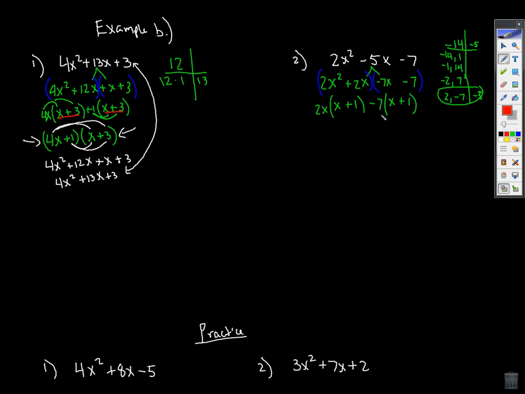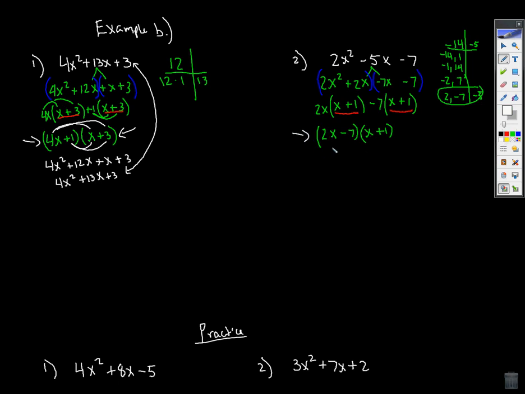Now the check. I have the same binomial here as I do here, and that's very important because I have 2x that's multiplying the x and 2x that's multiplying the 1. I also have negative 7 that's multiplying the x and negative 7 that's multiplying the 1, which means I can rewrite it so that it says 2x minus 7 is multiplying x plus 1, because that means the same thing. It means 2x is multiplying x, 2x is multiplying 1, and negative 7 is multiplying x, and negative 7 is multiplying 1. So I can go ahead and double check my work just to make sure that this is indeed my factored form.